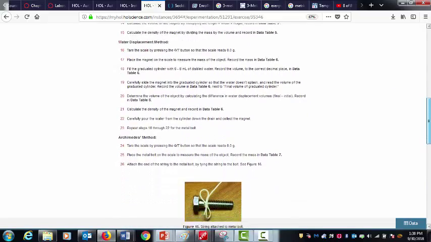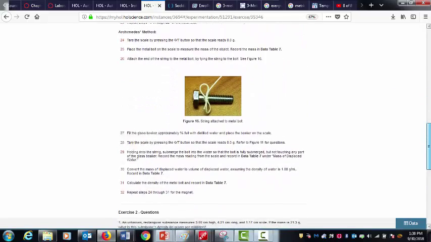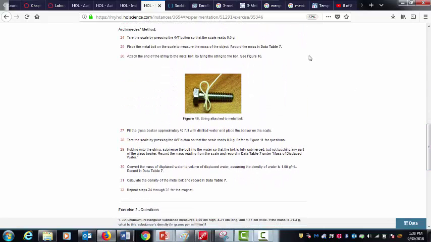And this is a little bit confusing and sort of not very accurate. You're going to tare the scale so that it's 0. You're going to place the metal bolt on it, measure its mass, record that mass in data table 7. And then to figure out the volume, what you're going to do is you're going to use the mass of displaced water. So this is a little bit tricky.